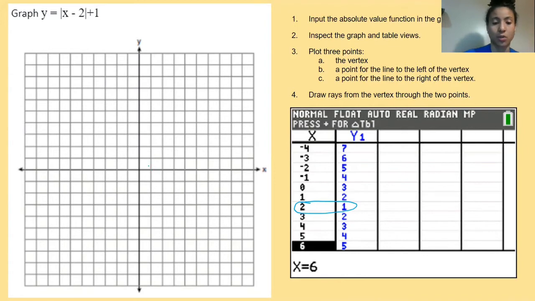So I'm going to plot 2, 1. So we're over 2, and then we're up 1. From there, we want to plot a point to the left, and we want to plot a point to the right. It does not matter which point you choose as long as it can fit on the graph. So I'm going to do -2, 5. That's my point to the left. And then to the right, I'm going to do 4, 3.